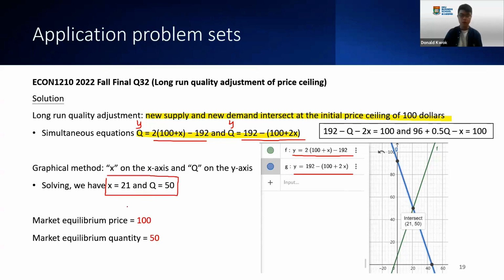And we can now conclude the problem here. The market equilibrium price in the long run is $100, the initial price ceiling, and the market equilibrium quantity is 50 that we have just solved in the simultaneous equations.